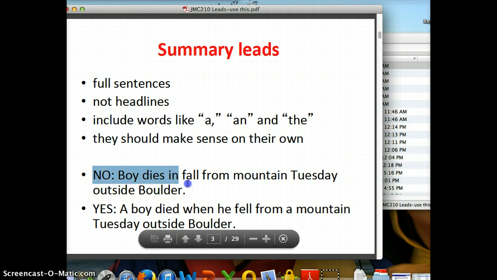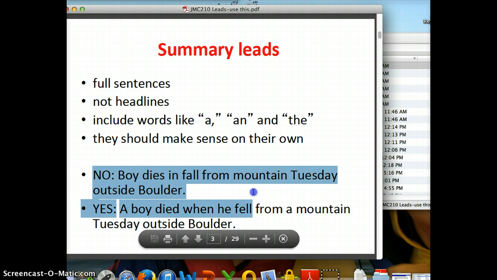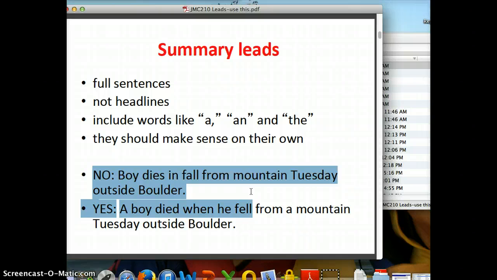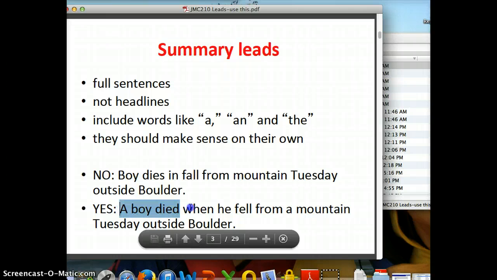So, here's a bad summary lead. This is more like a headline. Boy dies in fall from mountain Tuesday outside Boulder. That is a headline. That's not a sentence. This is a sentence. A boy died when he fell from a mountain Tuesday outside Boulder. That's a full sentence. That's a lead. Okay? So that's what you want to do. Who? A boy. What? Died when he fell from a mountain. When? Tuesday. Where? Outside Boulder. So this one adds the how. How did he die? So it's who, what, when, where, and how.